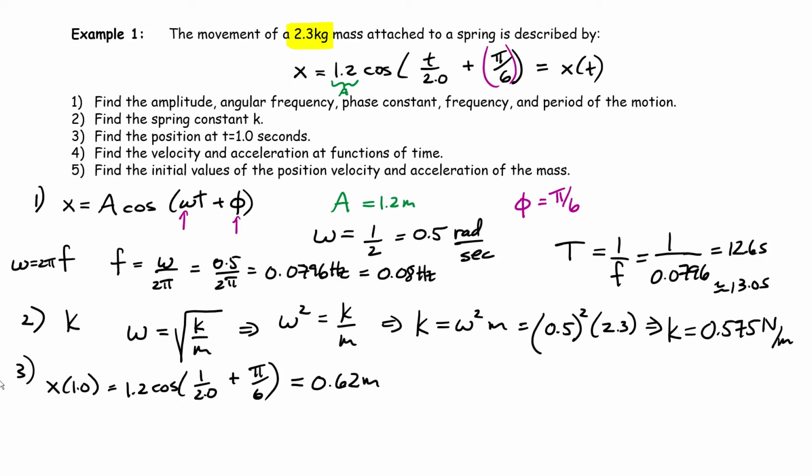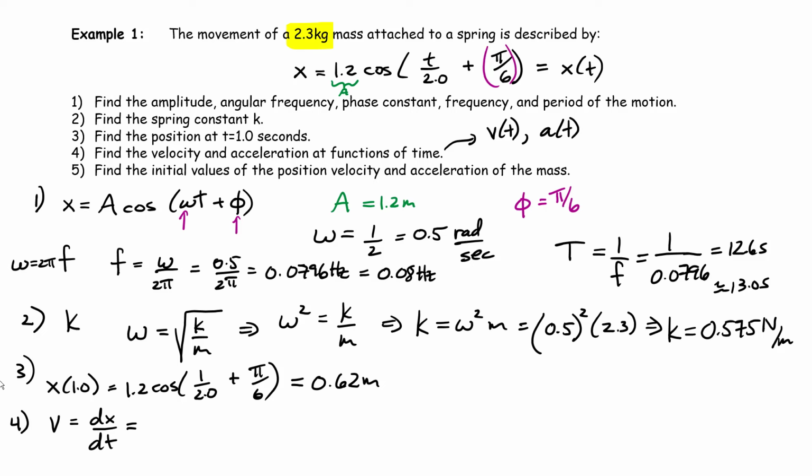All right, next question. Find the velocity and acceleration as a function of time. So what we're looking for here is an expression for the velocity as a function of time and also the acceleration as a function of time. If you know the position as a function of time, the velocity is the derivative of this with respect to time. And we did that when we did the problem earlier, right?